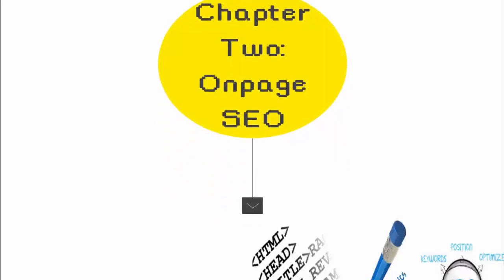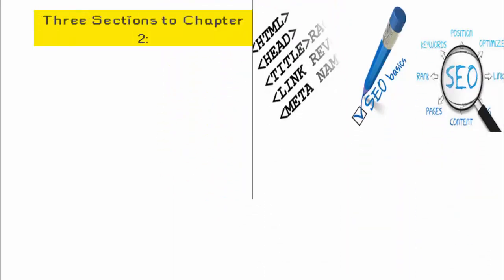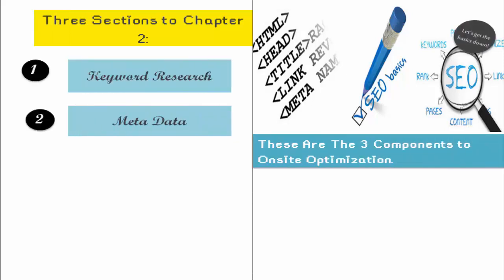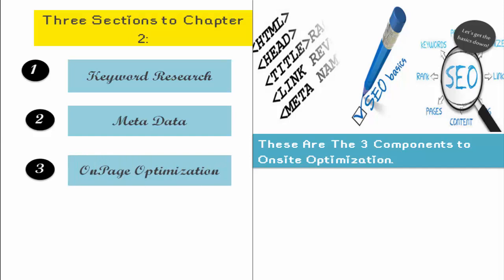Welcome to Chapter 2. In this chapter, we will be covering on-page optimization from top to bottom. This chapter will be divided into 3 sections. This is the first. We will be talking about search user intent, keyword research, and how important it is to use synonyms in determining your keywords. So let's talk a moment about search user intent.